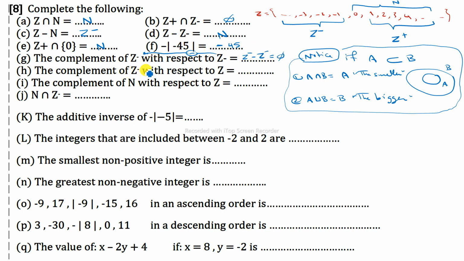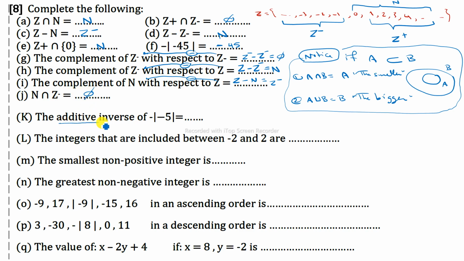The complement of Z negative with respect to Z means Z difference Z negative. Z difference Z negative means the set of integers with the negative integers removed, so what remains is the natural numbers. The complement of N with respect to Z means Z difference N, meaning if we remove the natural numbers, what remains is the negative numbers. N intersection Z negative: N is 0, 1, 2, 3 and so on, Z negative is the negative integers, so there is nothing in common, that gives phi.